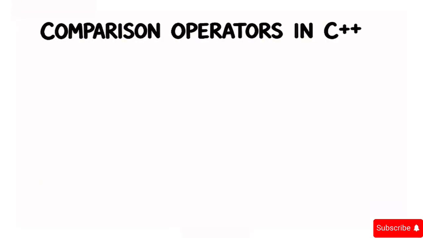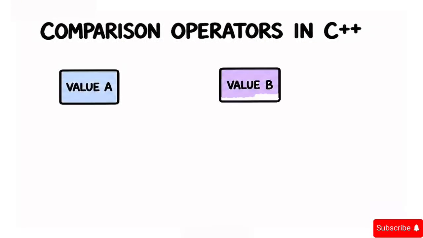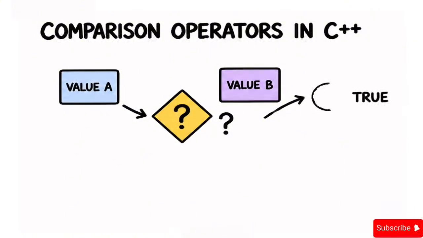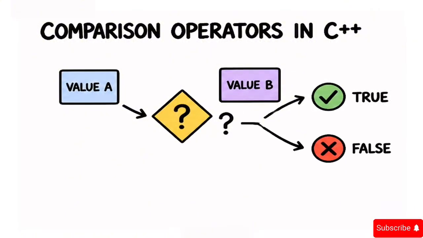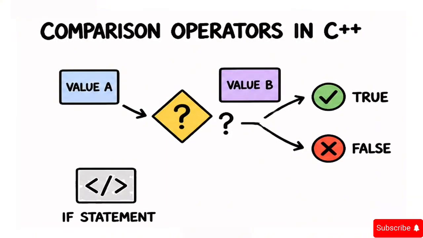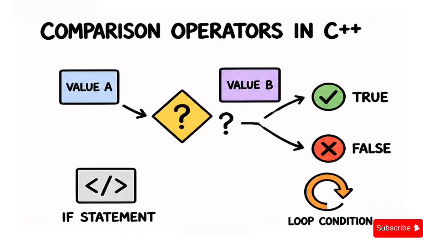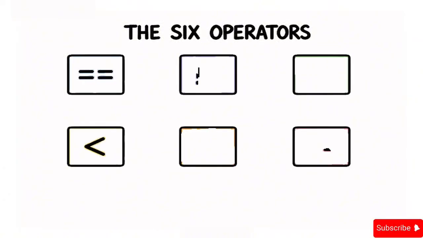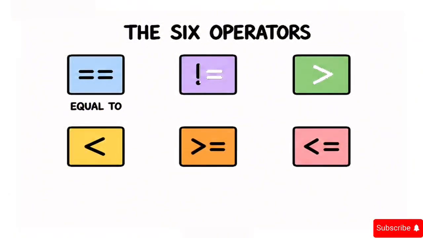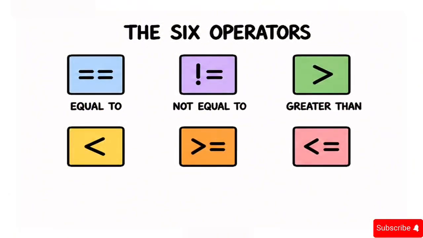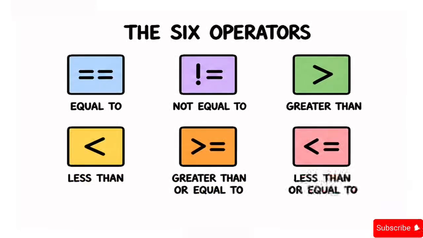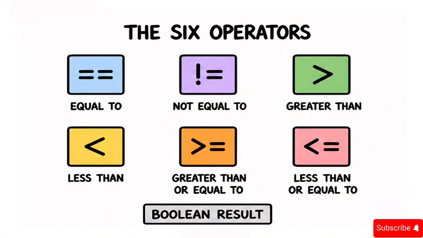Comparison operators in C++ take two values and return a simple answer, true or false. They live at the heart of every decision your program makes, from a small if statement to a long loop condition. C++ gives you 6 comparison operators: equal to, not equal to, greater than, less than, greater than or equal to, and less than or equal to.